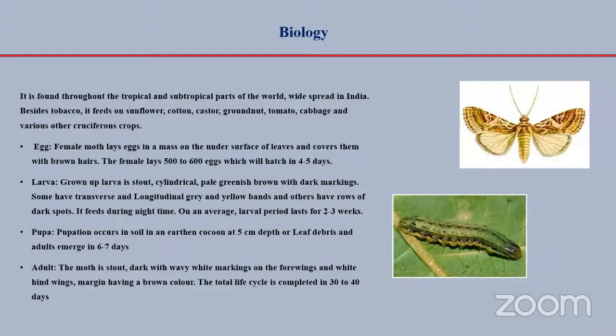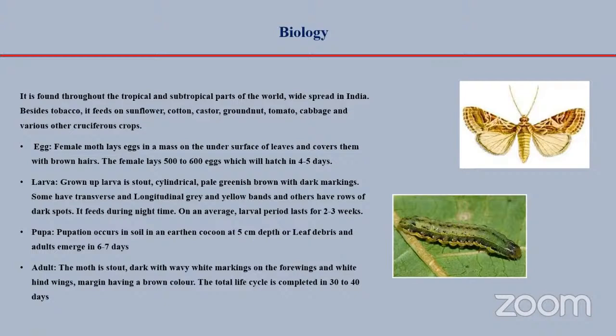So that is the main difference between this Spodoptera and Helicoverpa. In Helicoverpa, they will lay the eggs singly only. Here it will be in mass. And after laying these eggs, they will cover these eggs with brown hairs. And a single female can lay about 500 to 600 eggs in their lifetime. And after 4 to 5 days, the larva will emerge.